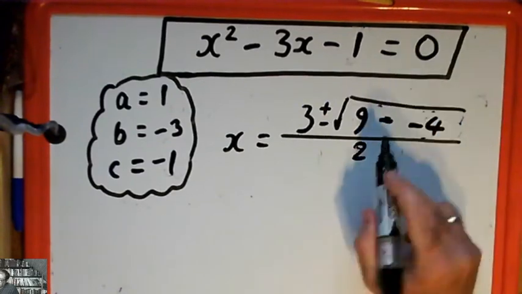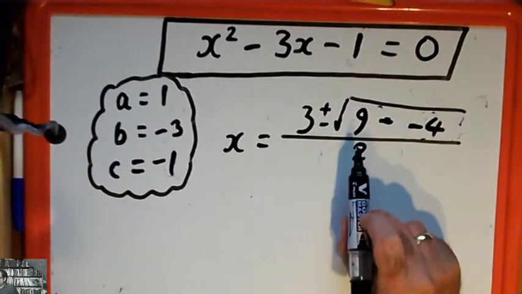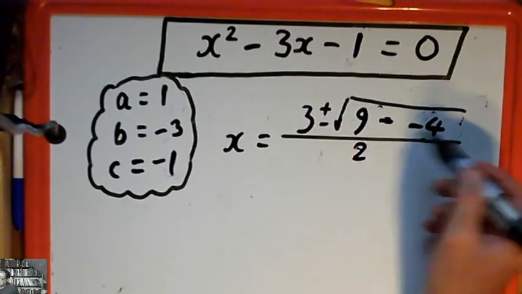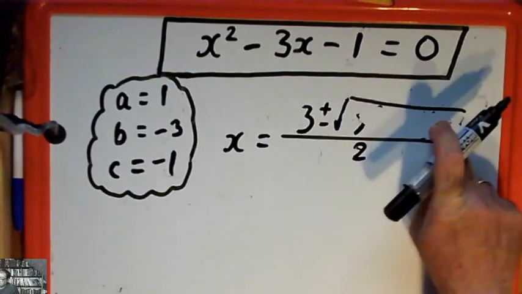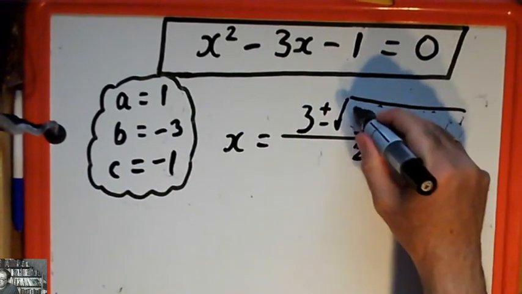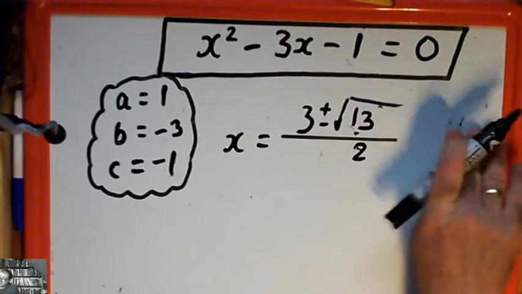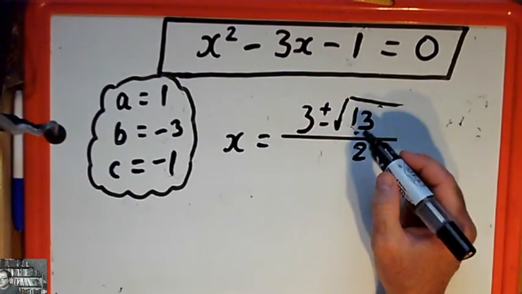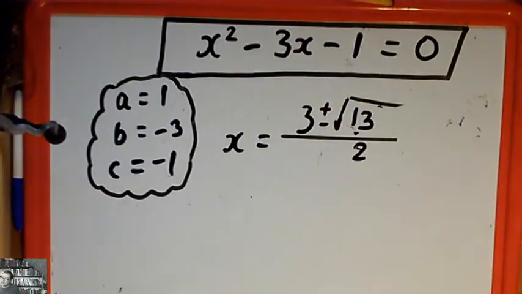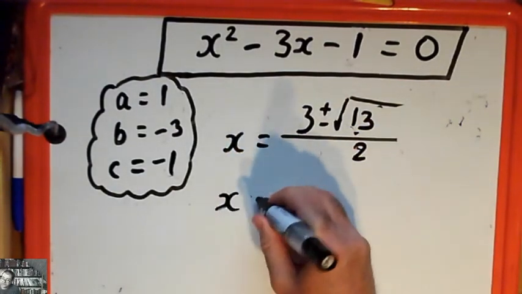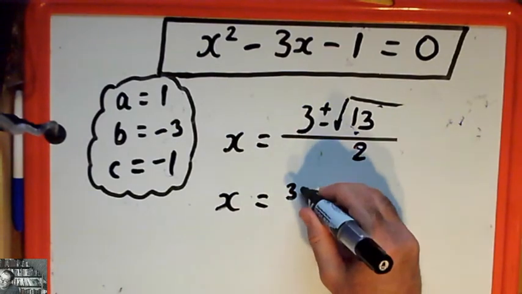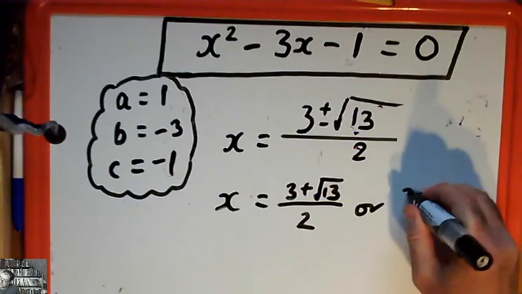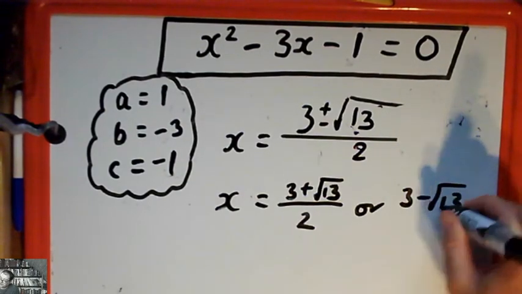Then we've got another minus that was already in the formula, so we get 9 minus minus 4, which makes 9 plus 4. Minus minus makes plus. So 9 plus 4 is 13. So our two answers are going to come from 3 plus or minus root 13, all of that divided by 2. So x equals 3 plus root 13 over 2, or 3 minus root 13 over 2.